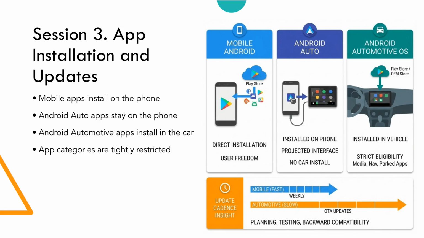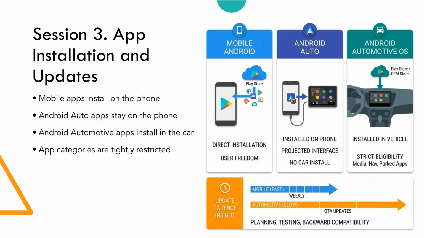On Android Automotive OS, apps are installed directly into the vehicle system. They may come from the Play Store for Automotive, an OEM app store, or be preloaded as system applications. App eligibility is strict. Only approved categories such as media, navigation, communication, and parked apps are allowed.